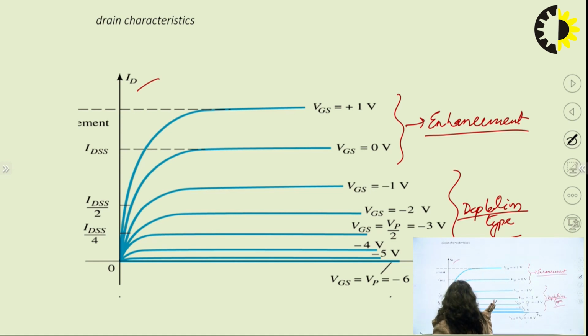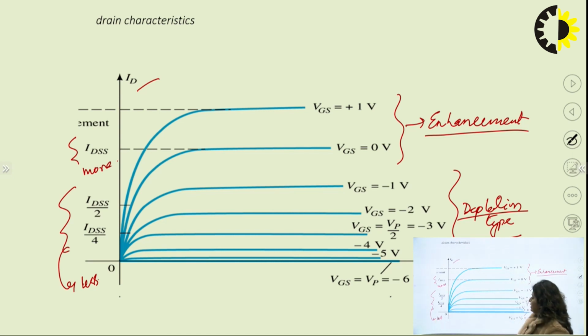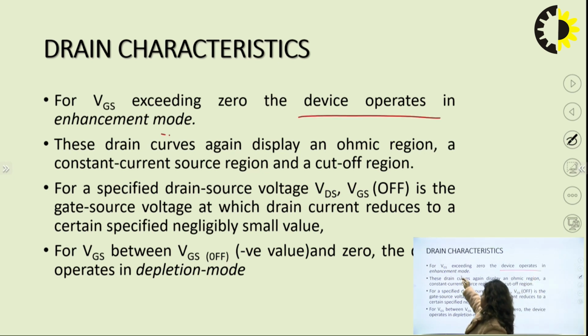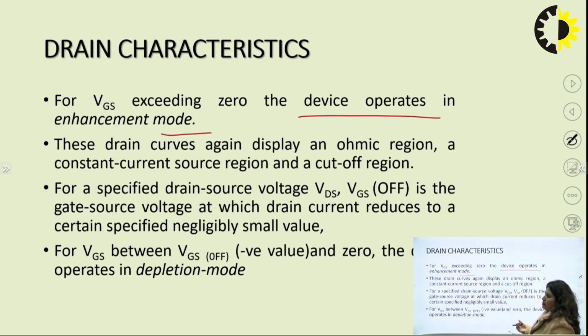In the depletion type of MOSFET, there is lesser current, it is very less here. In the case of the enhancement type it is more. So we have more current in the enhancement type as compared to the depletion type. Now for the drain characteristic, for VGS exceeding 0, the device operates in enhancement mode. I have told you that whenever you increase from VGS equal to 0 to +1, +2 and +3, on the positive side it works as an enhancement mode.